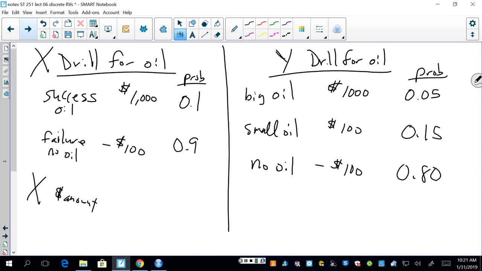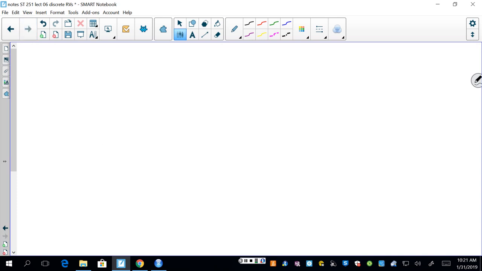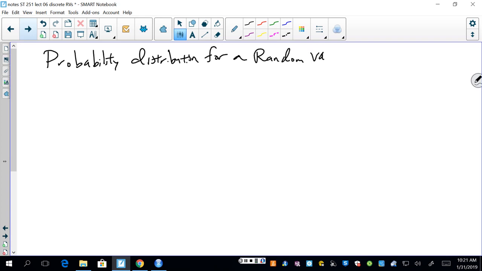When we have the values and the probabilities, it's called a probability distribution. So a probability distribution for a random variable is a list of the possible values that you can get, and then the corresponding probabilities.